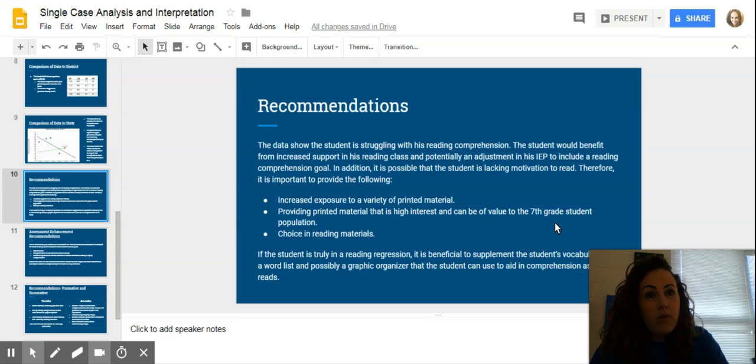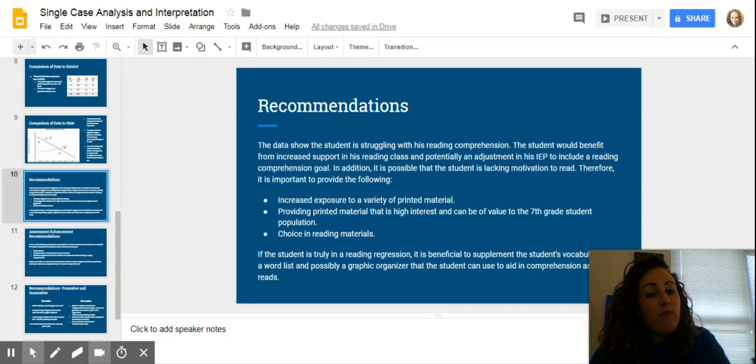I would say that we really need an increased exposure to a variety of different printed materials. In addition, it needs to be high interest and materials that are of value to him, or else he's not going to want to read it. And he needs to have some sort of choice, especially if he's in a reading regression. It might be important that he has different choices because he's not going to want to read otherwise.